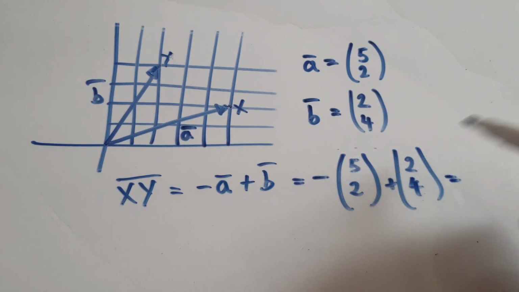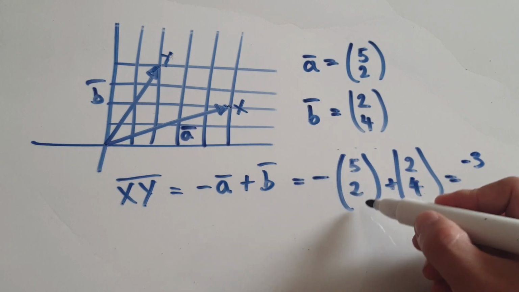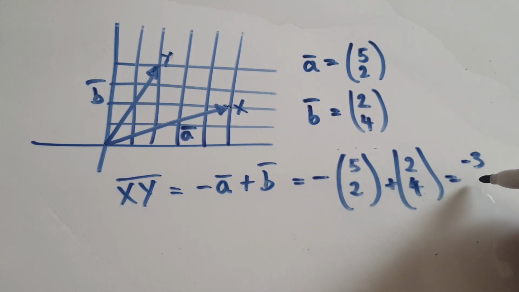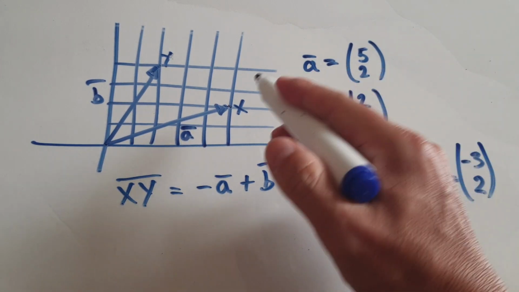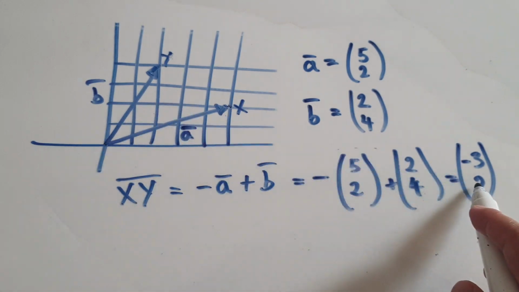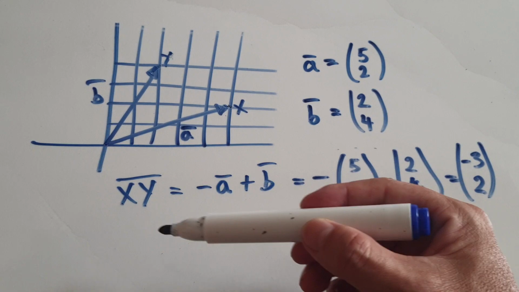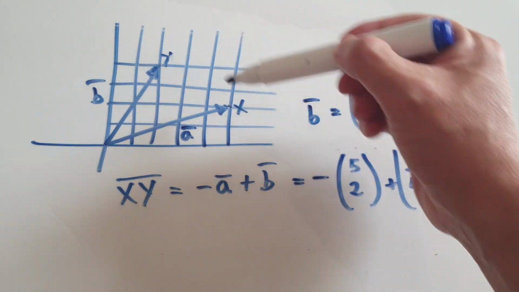So that would then be minus 5 plus 2, that would be minus 3, and then minus 2 plus 4, that would be positive 2 in the y direction. And you can see that's true. Look, you go back 3, 1, 2, 3, and then you go up 2.